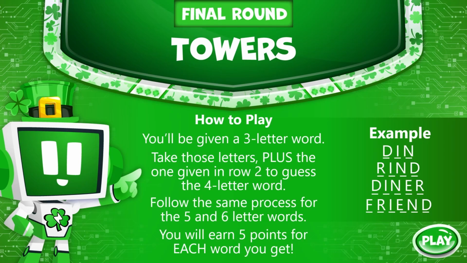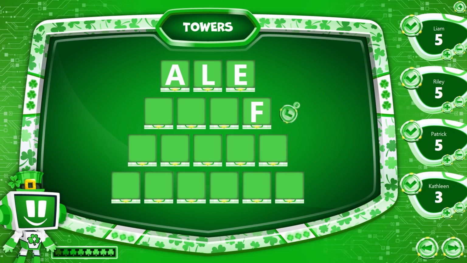For the final round, each player will have 1 chance to complete the tower. The player will be given a 3-letter word. They will take those letters plus the one given in row 2 to guess the 4-letter word. So in this example, the first word is ale, and then there is an F as the last letter in the 4-letter word. So by rearranging the letters from the first word, the answer is leaf.